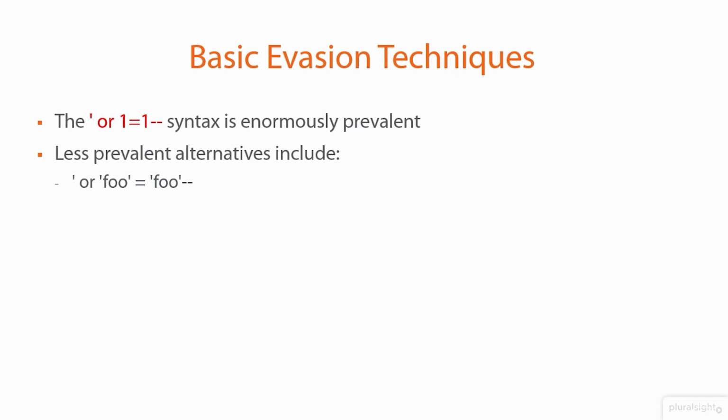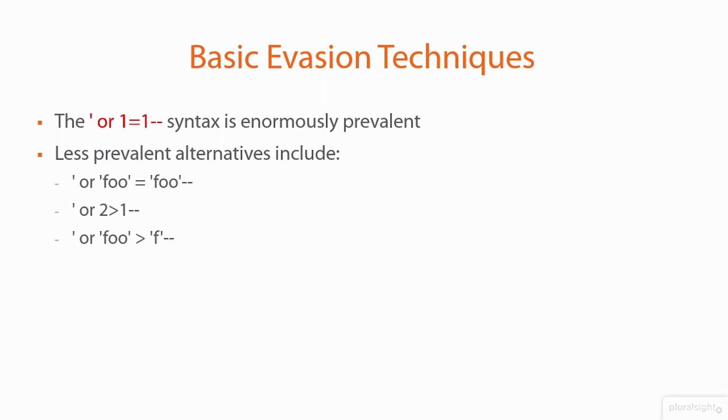It's a perfectly valid tautology. We're just matching two strings now instead. Or another example would be this one. 2 is always going to be greater than 1. That's always going to be true. But if the app is just looking for the or 1 equals 1 syntax, then this one will get through.